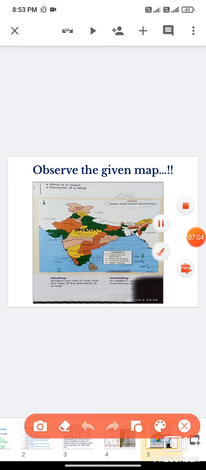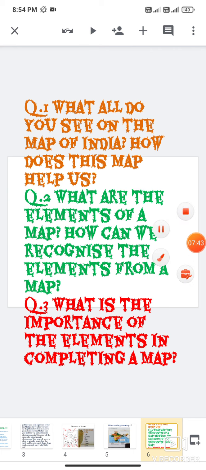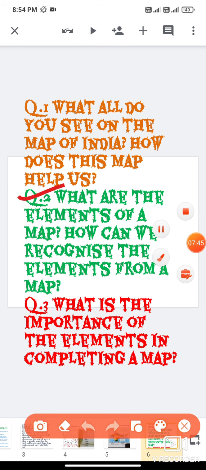So now the questions here are: what all do you see on the map of India? What does this map help us with? What are the elements of a map? How can we recognize the elements from a map? I've already given you what all you see on the map. So question number 2: what are the elements of a map? How can we recognize the elements from a map?